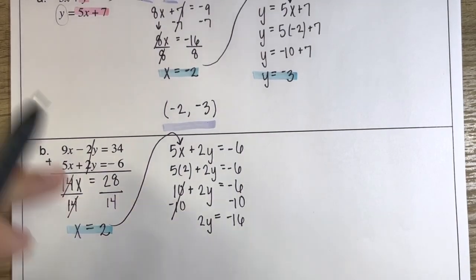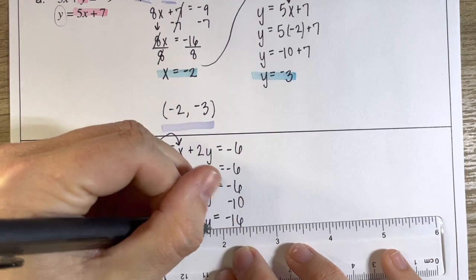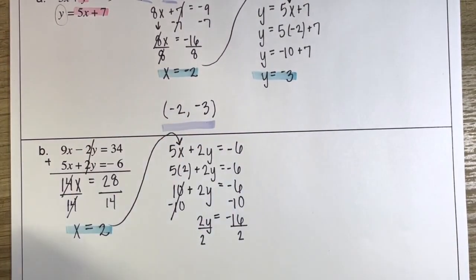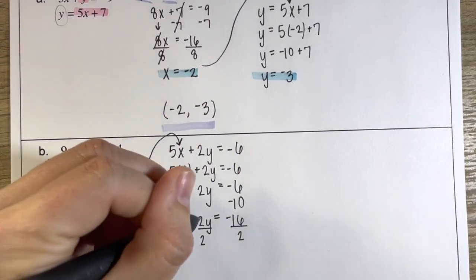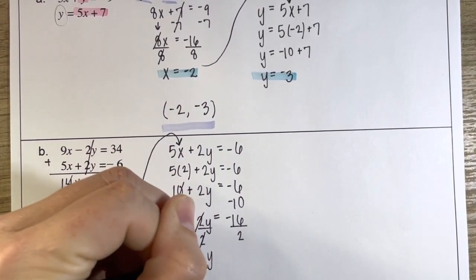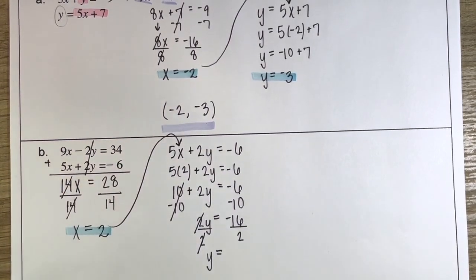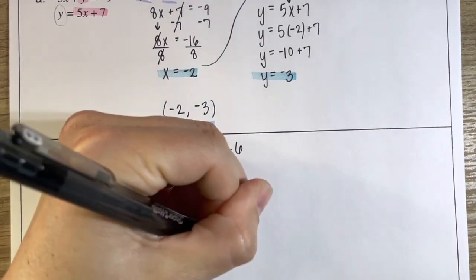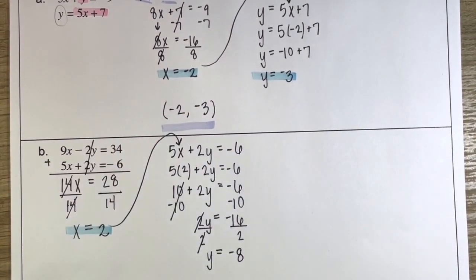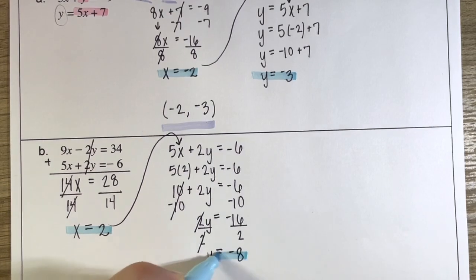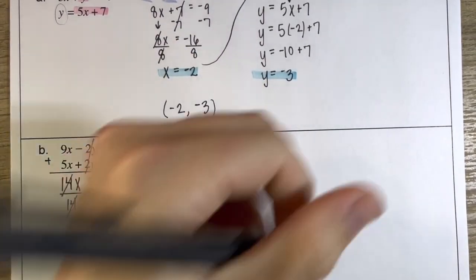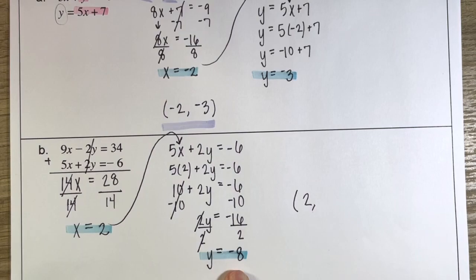Now I just have a 2 that's being multiplied by y, so I need to divide both sides by 2. Two divided by 2 cancels out. I'm just left with y equals, and then a negative 16 divided by a positive 2, that's negative 8. So y equals negative 8, and then just remember to write your final answer as a point, x comma y. So x was 2, comma, and then y was negative 8.